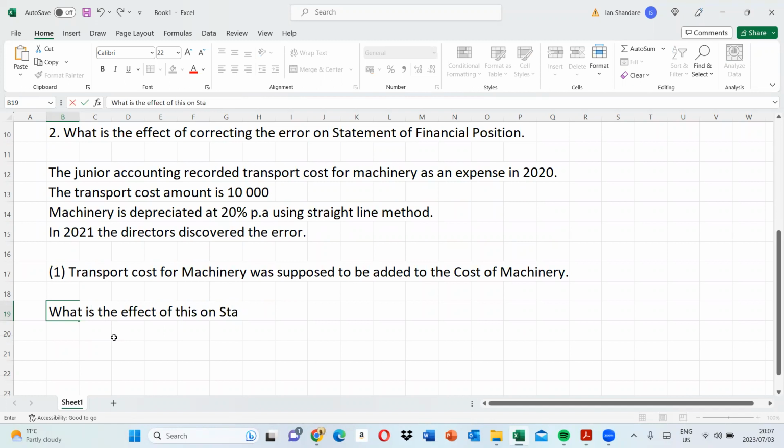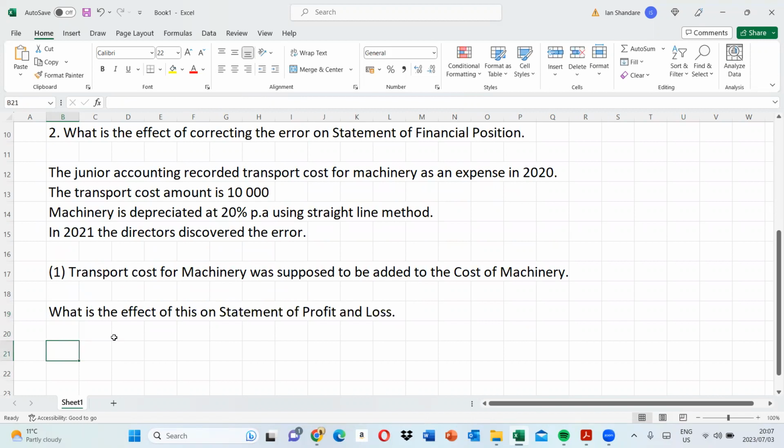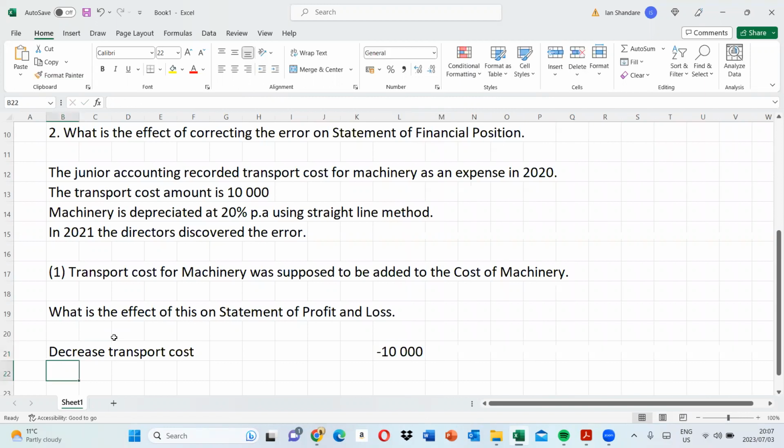On the statement of profit and loss. All right, we want to correct this error. Let's try to correct it. What are we going to do in correcting this? In the statement of profit and loss, we are going to decrease transport cost, right? Remember, we said this cost should be added to property, plant, and equipment. Which means the transport cost, we reduce it by 10,000.